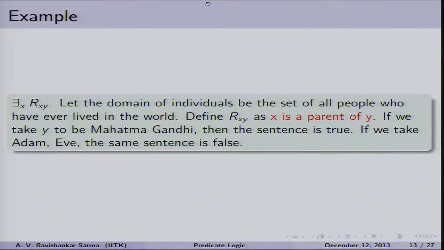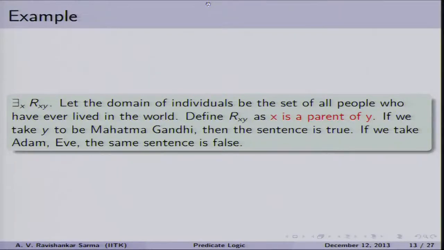Now if you take y to be Mahatma Gandhi, whom we usually call the father of the nation, then x is a parent of y. Of course, we are not talking about for all x, R(x, y). We are just talking about there exists some x, such that x can be Ravi or Mahatma Gandhi, and R(x, y) stands for x is a parent of y. What it essentially says is that every person who existed in this world has at least a parent. So there exists some x, R(x, y) is obviously going to be true, whatever you put for y.